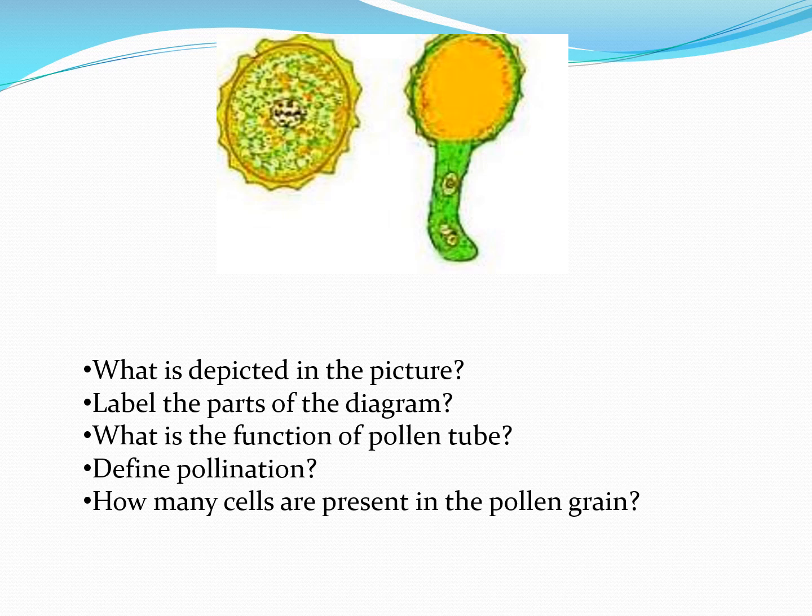Next question, how many cells are present in the pollen grain? A mature pollen grain consists of 2 cells. One is the vegetative cell and the second one is the generative cell. Later, the vegetative cell degenerates while the generative cell divides to form 2 sperm cells or male gametes.